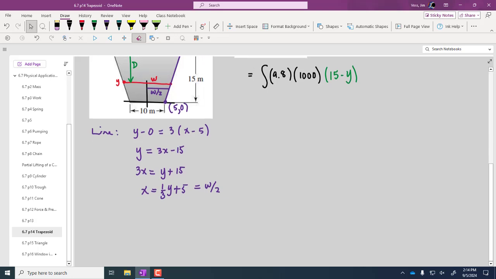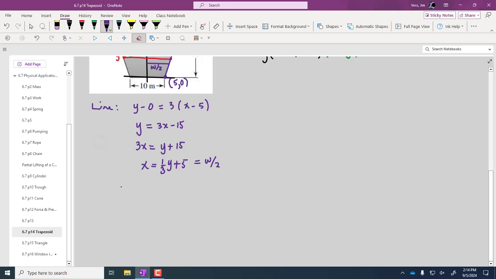So, that said, what does w equal? W is going to be 2 times x. W is going to be twice that x value that we isolated right here. So, if we double it, we're going to get 2/3 y plus 10. So that is the width across the trough, which will be the same way that you find the W to find your cross-sectional area with the volume problems.